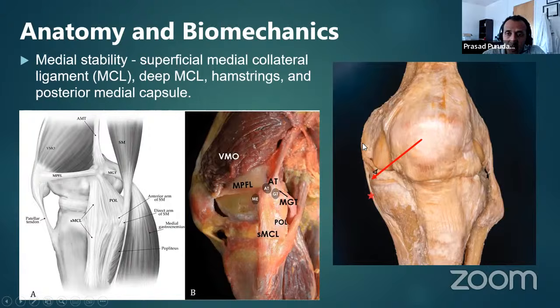The superficial MCL runs all the way down. It's a much longer part of the MCL, and it attaches about 4 to 5 centimeters distal to the joint level, somewhere over here, deep to the pes anserine tendons. Medial stability is also provided by the hamstrings and the posteromedial capsule, which is demonstrated here in this picture.